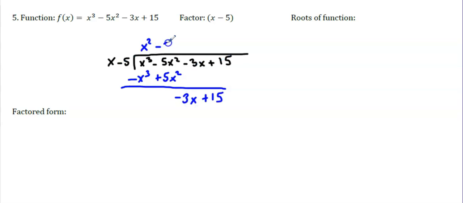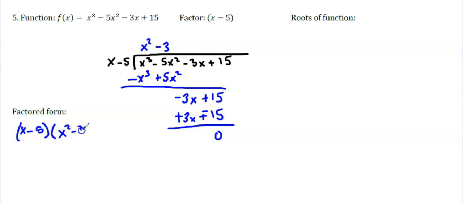And negative 3 times x gives me negative 3x. Negative 3 times negative 5 gives me a positive 15. When I subtract, again I get 0. So I have in factored form x minus 5 and x squared minus 3. x squared minus 3 does not factor, so I'm just going to leave my factored form the way it is.